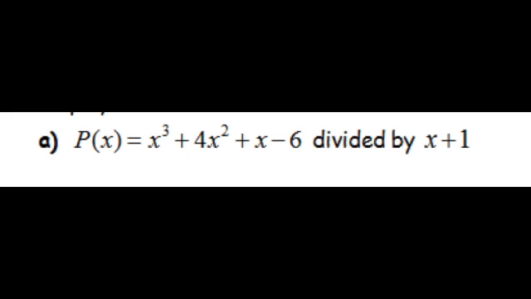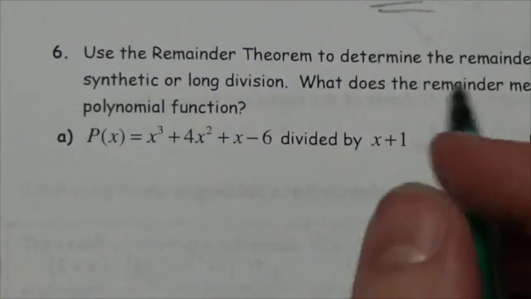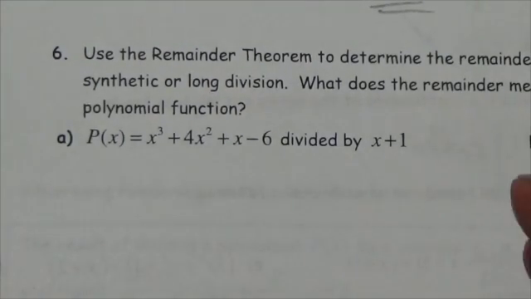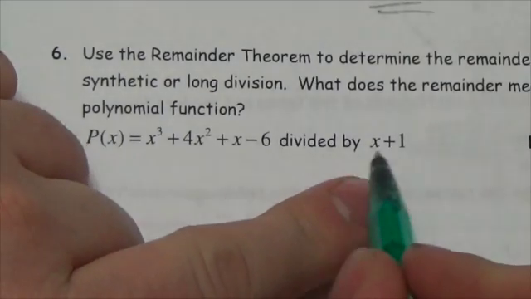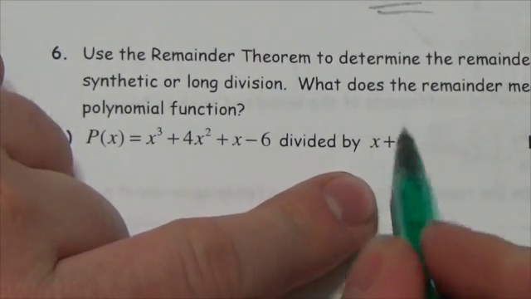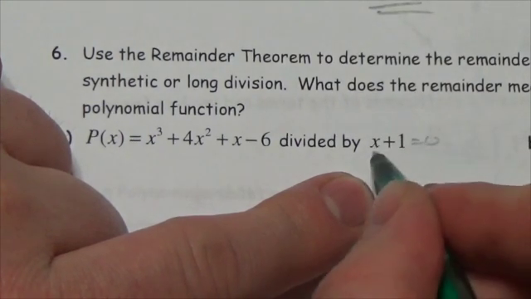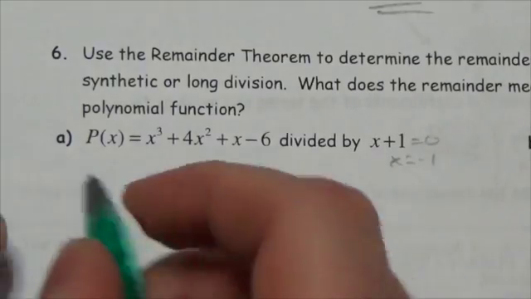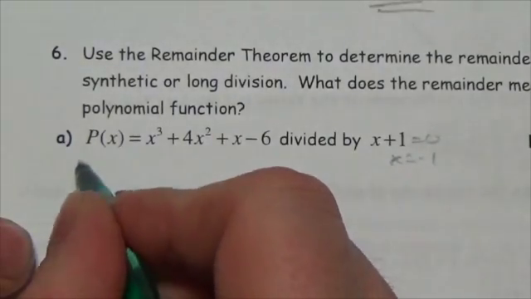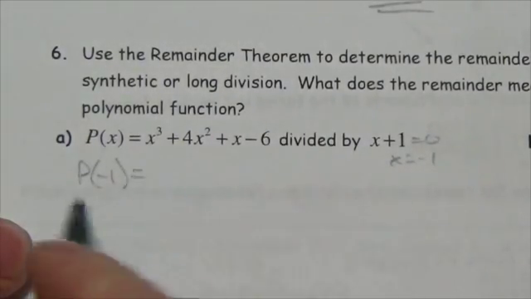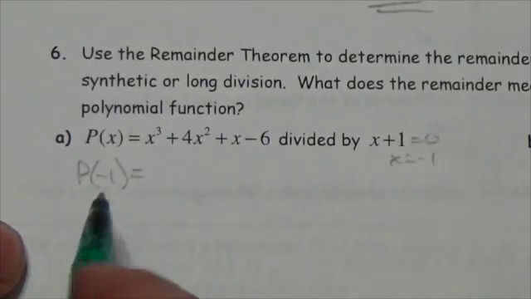The polynomial is x cubed plus 4x squared plus x minus 6, and we're going to divide it by x plus 1. Okay, well, we're being asked to do a lot in this question, but first of all, we're being asked to figure out what the remainder is. I'm dividing by x plus 1. So I've got to think, what number would make this equal to 0? Well, that's equal to 0. Bring that over, x equals negative 1. So my remainder should be this polynomial evaluated at negative 1.